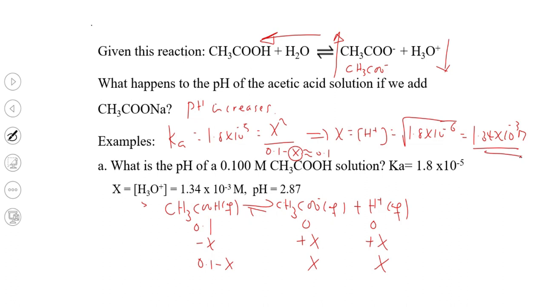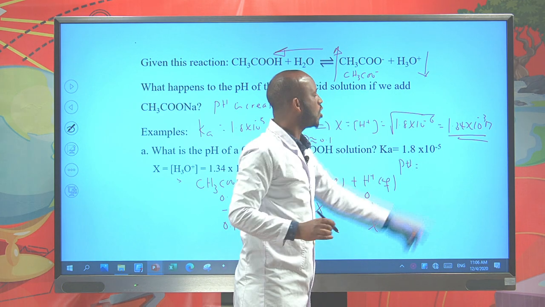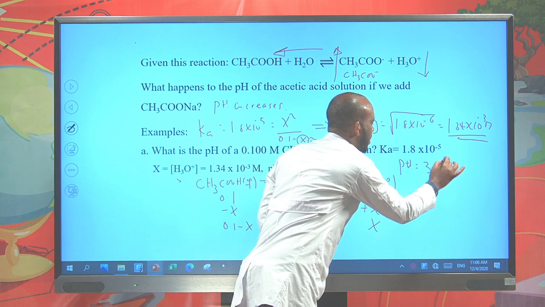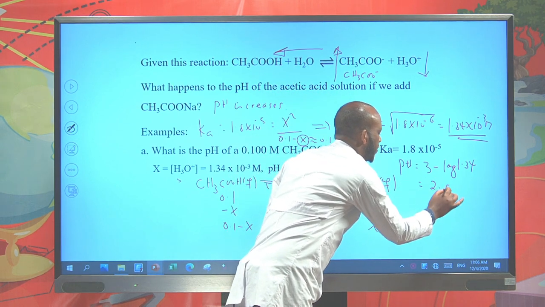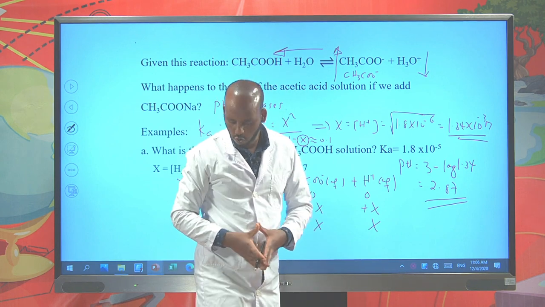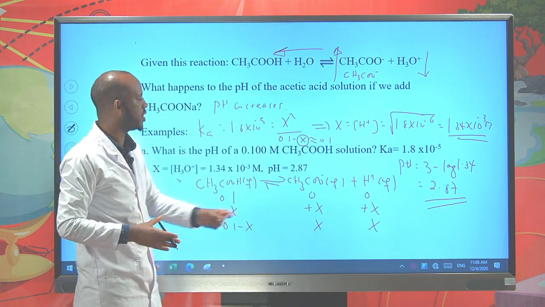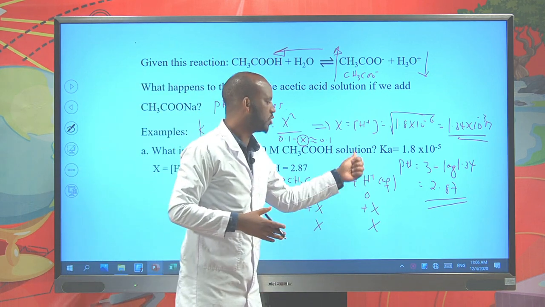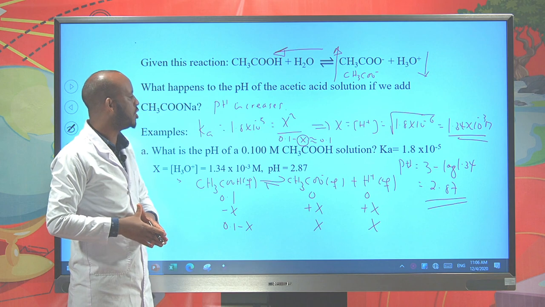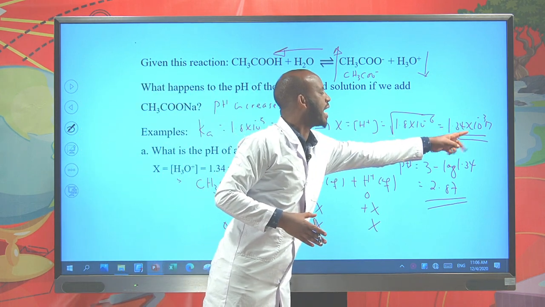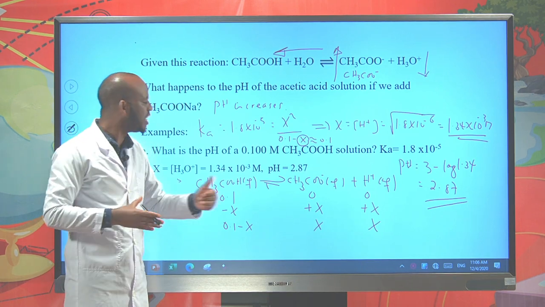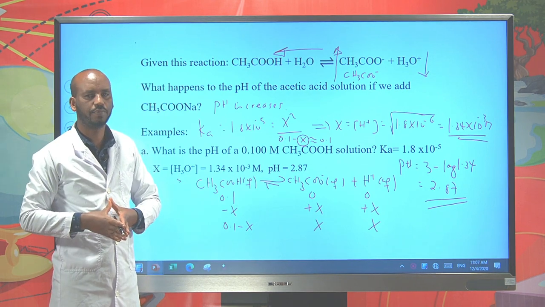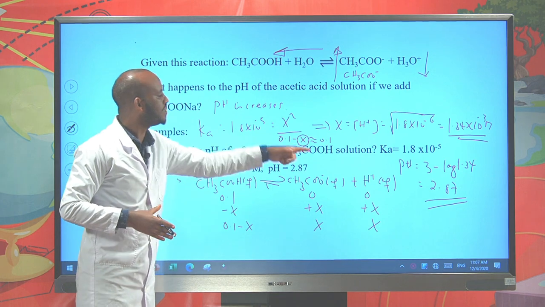The pH of this solution is the negative logarithm of hydrogen ion concentration. pH equals minus log of this, which is 3 minus log 1.34, equal to 2.87. Before adding a substance that provides a common ion, the pH of this solution is found to be 2.87, and the hydrogen ion concentration is 1.34 times 10 raised to minus 3 molar. Now, what happens to the pH of this solution if a substance that can provide a common ion is added to this solution?